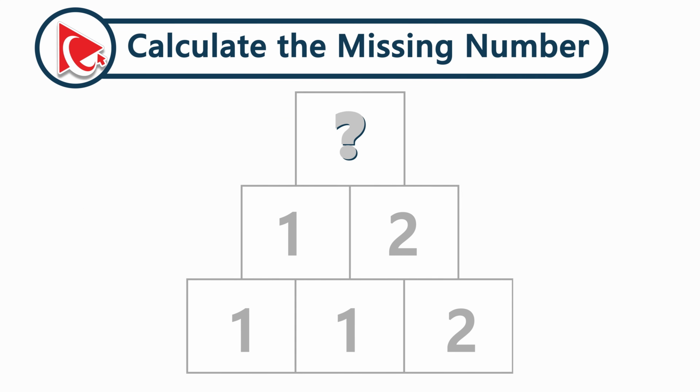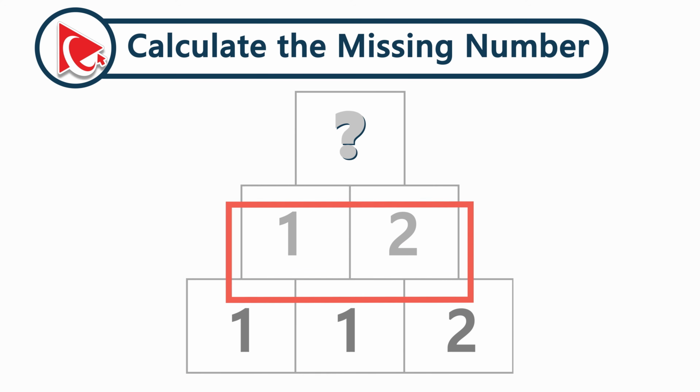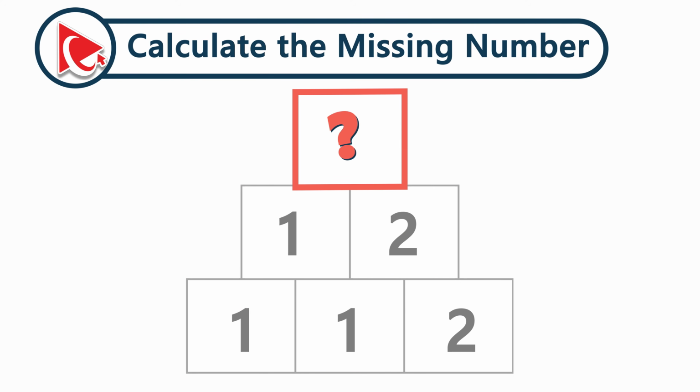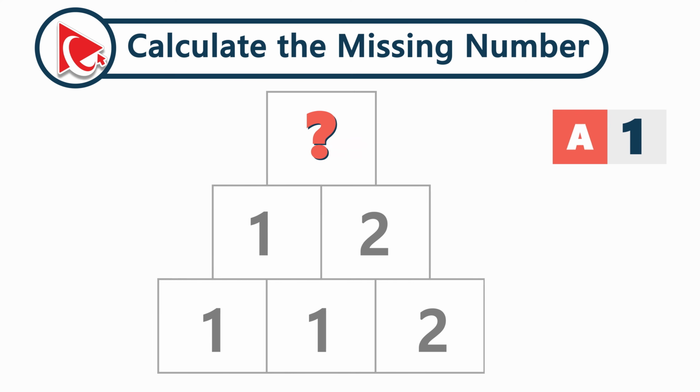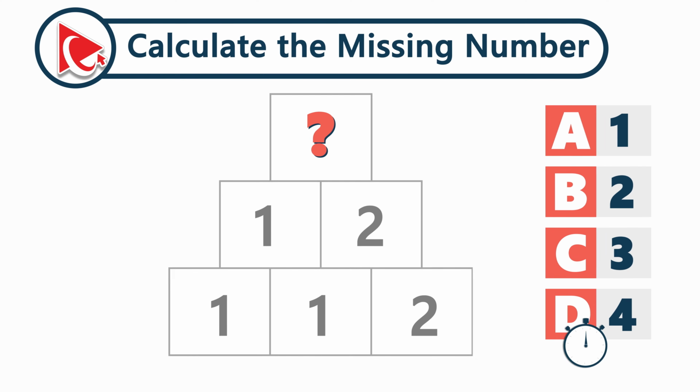Consider the following pyramid. The bottom row of the pyramid has numbers 1, 1, and 2. The middle row has numbers 1 and 2. And the top number in the pyramid is missing. You need to calculate the missing number and select your answer out of 4 possible choices. A, 1, B, 2, C, 3, or D, 4. Can you try to solve it on your own and choose the right answer?